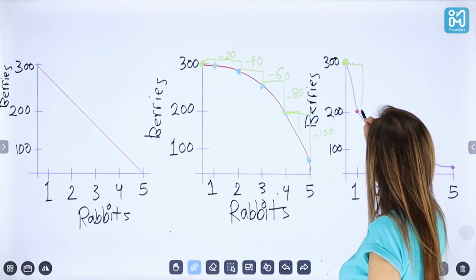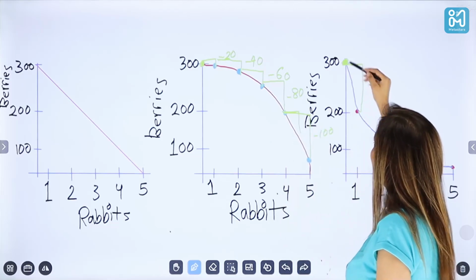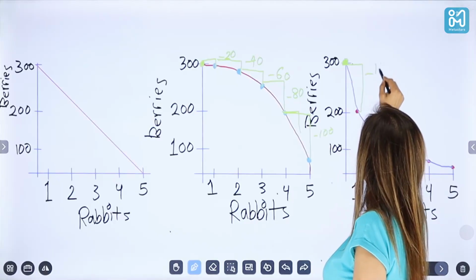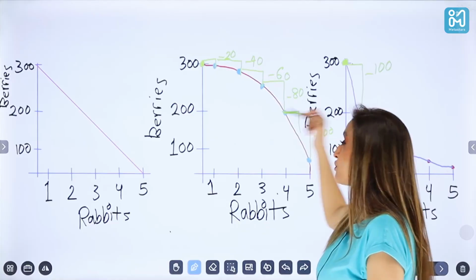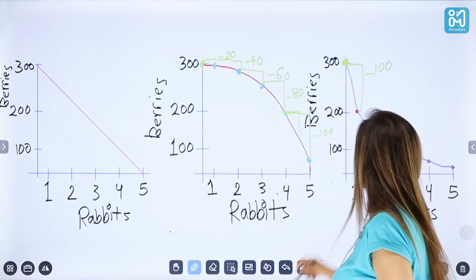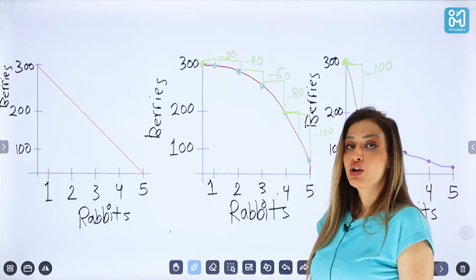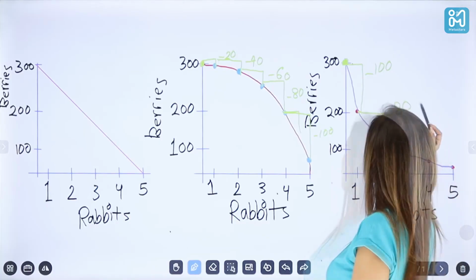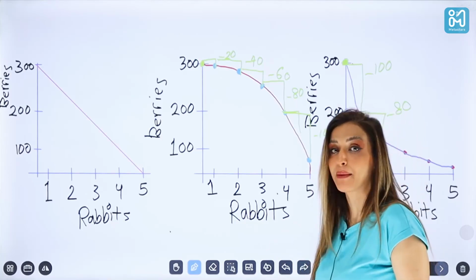1 rabbit. Let's move down. Okay, it's not 100% accurate, but here I moved from 300 to 200. That means my opportunity cost, in order to catch 1 rabbit, is that I will sacrifice 100 of my berries. If you want to catch 2 rabbits, your opportunity cost is going to be 80. So you will sacrifice 80 berries in order to have 2 rabbits.